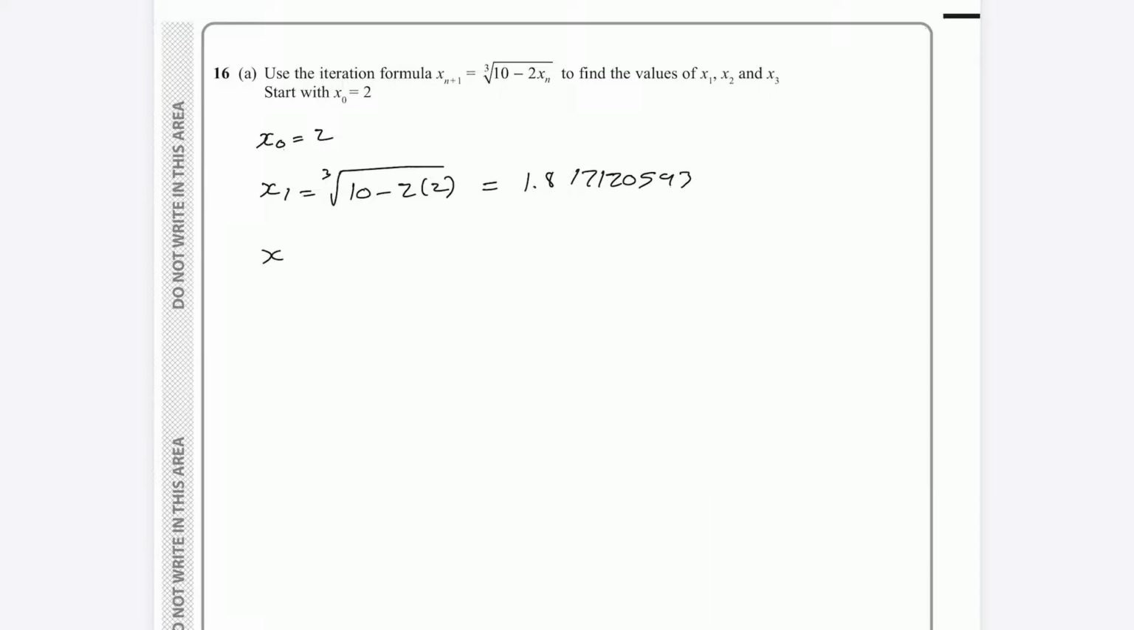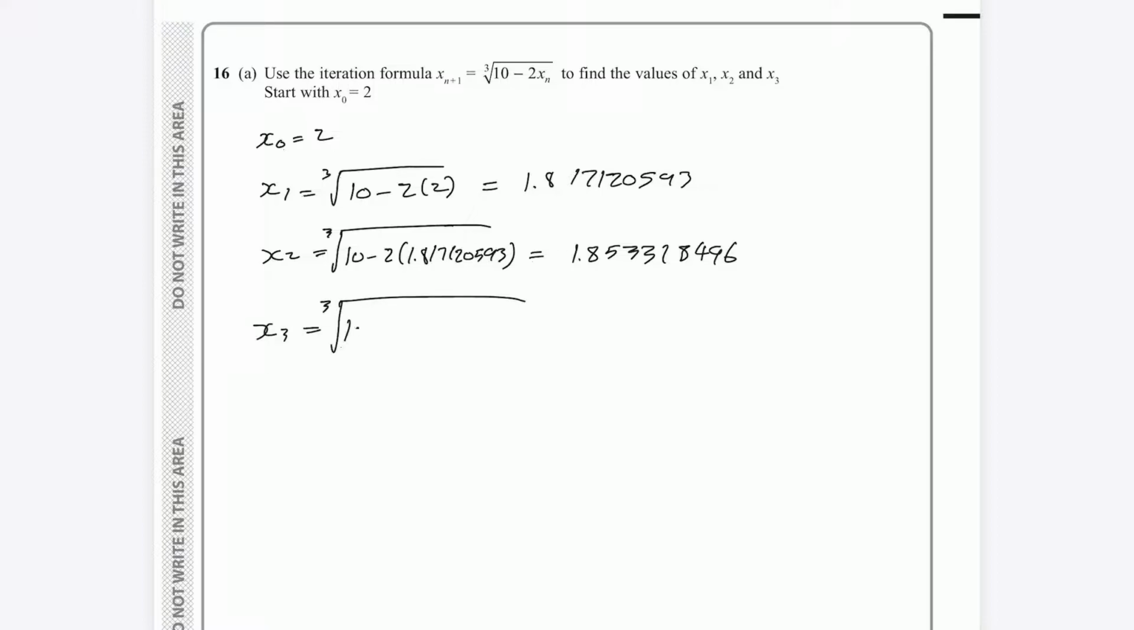1.817120593. And x2, so that's going to be cube root of 10 minus 2 times 1.817120593, which is equal to 1.853318496. And for x3, we have the cube root again, so that'll be 10 minus 2 times the last answer, which is 1.853318496. And that gives us 1.84626593.